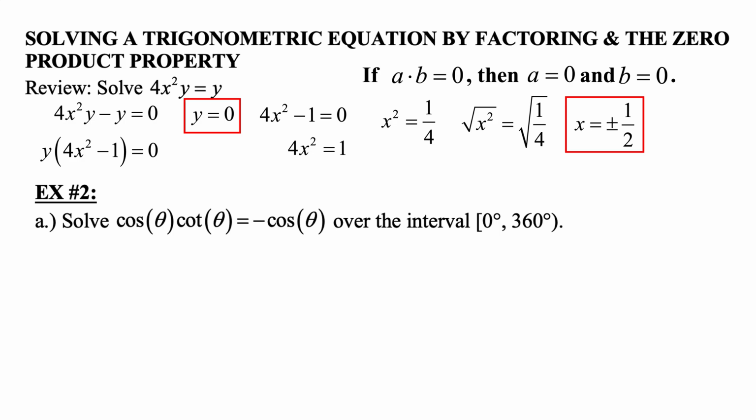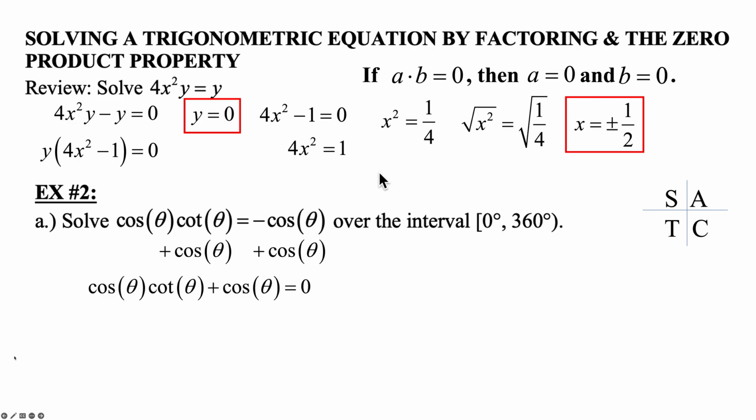So now with trig functions, I have cosine theta times cotangent theta equal to a negative cosine theta. We want to solve this in the interval from 0 to 360. So I have two different trig functions here. This is like the cosines are the x's and the cotangents the y. Move everything over so it's set equal to 0.